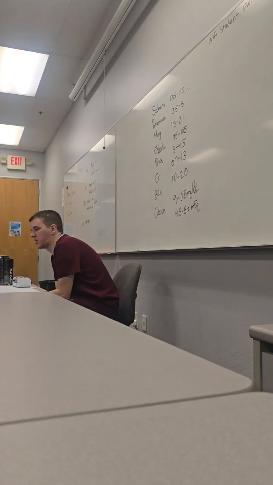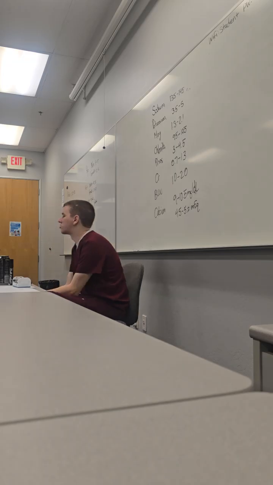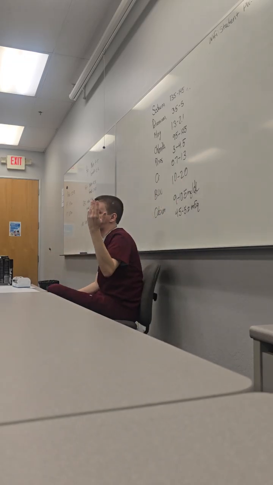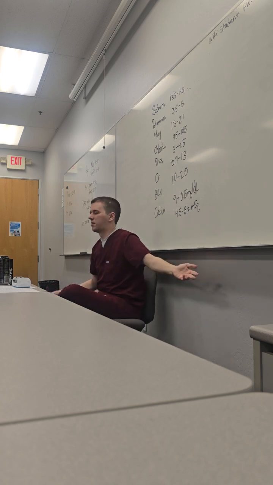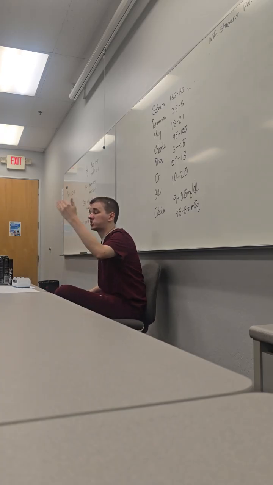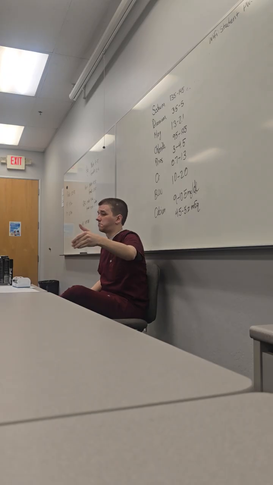So echocardiogram. This is the ultrasound of your heart. Your ejection fraction, that's where you get it from, is from an echo. You can also get it from cath procedures. So echo can work in two ways. There's transthoracic and transesophageal. Transthoracic means what?